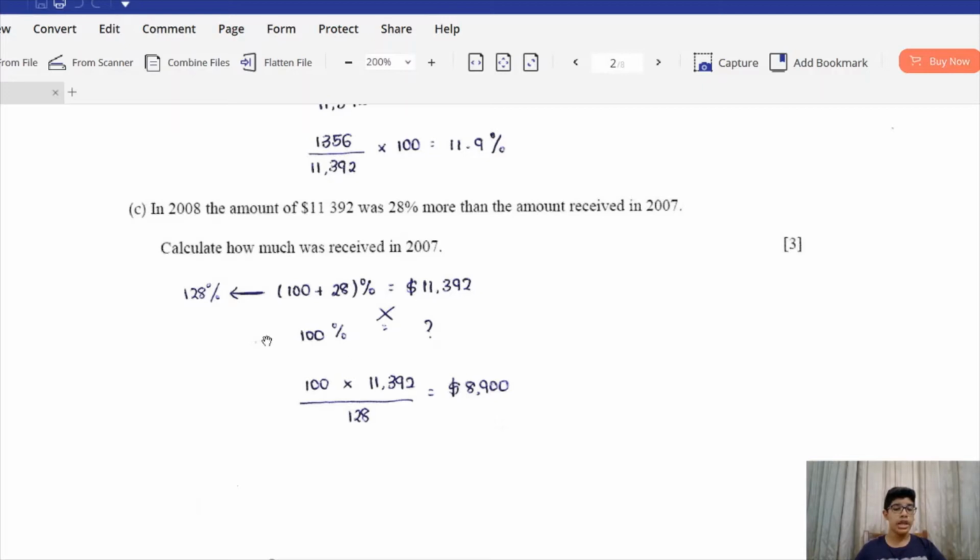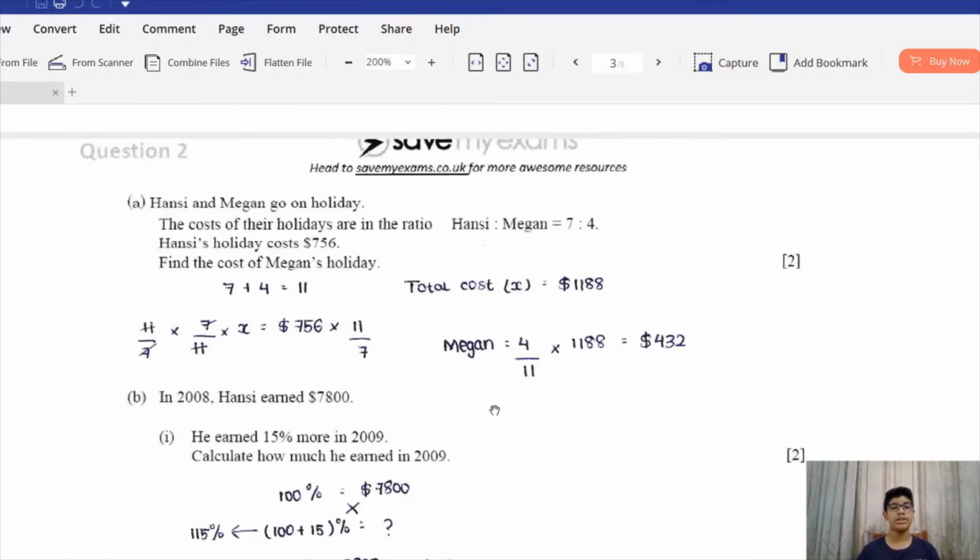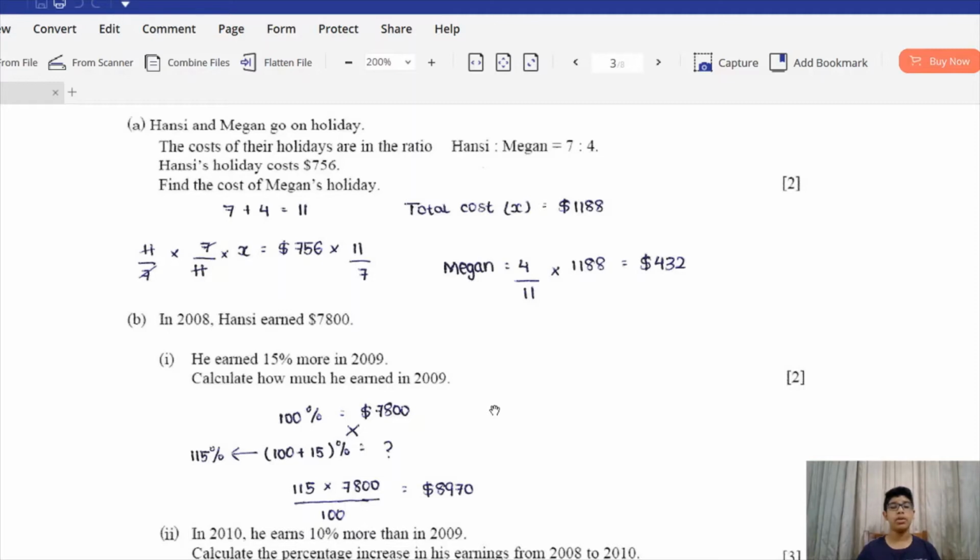So if 128% of the amount is equal to 11,392, what is 100% equal to? Cross multiply, and we should get 100 times 11,392 over 128, and we should get that the amount received in 2007 was $8,900. Let's go to question 2, part A. Hansi and Megan go on a holiday.